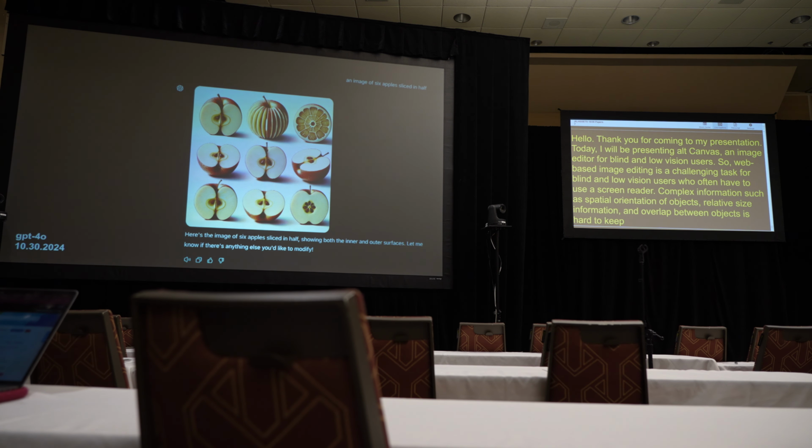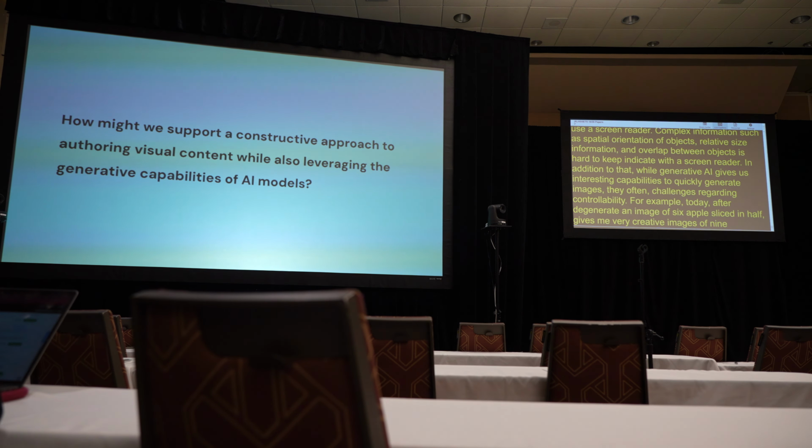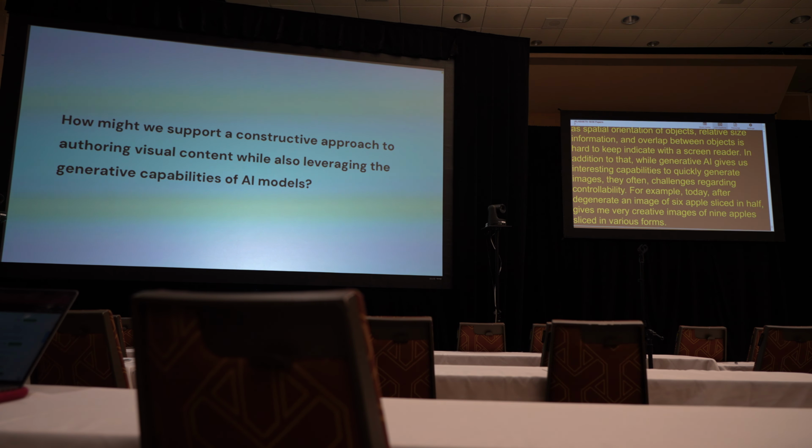In addition to that, while generative AI gives us interesting capabilities to quickly generate images, they often come with challenges regarding controllability. For example, today I asked it to generate an image of 6 apples sliced in half, and it gives me very creative images of 9 apples sliced in various forms. So the question I looked at when developing AltCanvas was how can we leverage these generative AI capabilities while giving users a structured, constructive approach to authoring visual content.